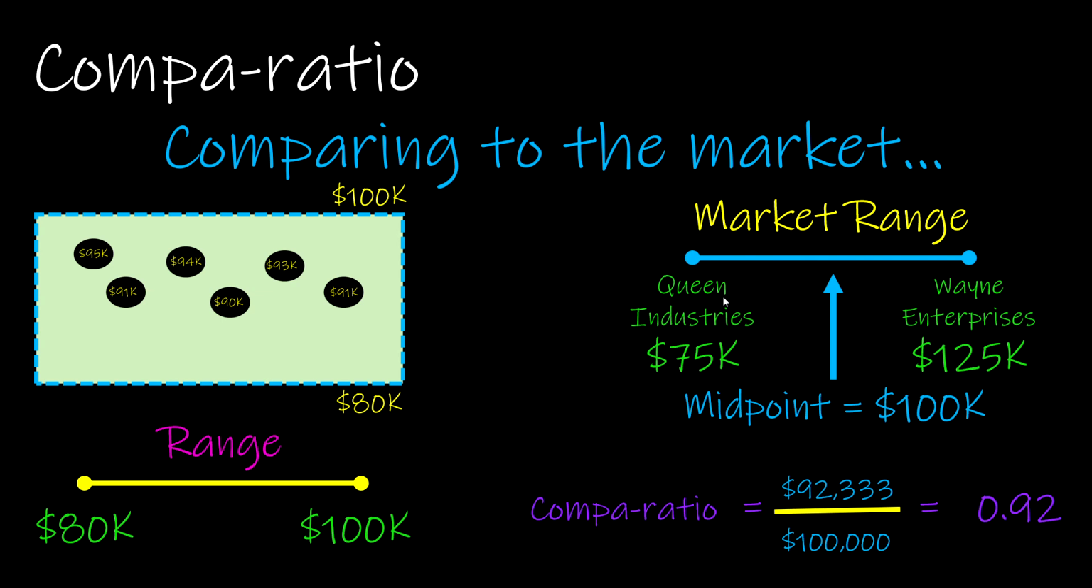Now, because this compa ratio is below 1, that would indicate that we're potentially underpaying our employees and that we could be at risk of losing good people, that we could be at risk of losing our employees to competitors out there in the market.